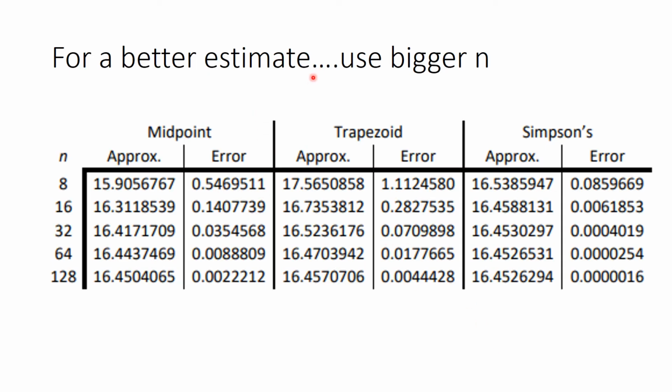Now for a better estimate, what I've shown you here is what happens if you use a bigger n. So if you go 8, 16, 32, doubling each time, you can see that the error gets very small. Again, you can make it as small as you want by picking n large enough.